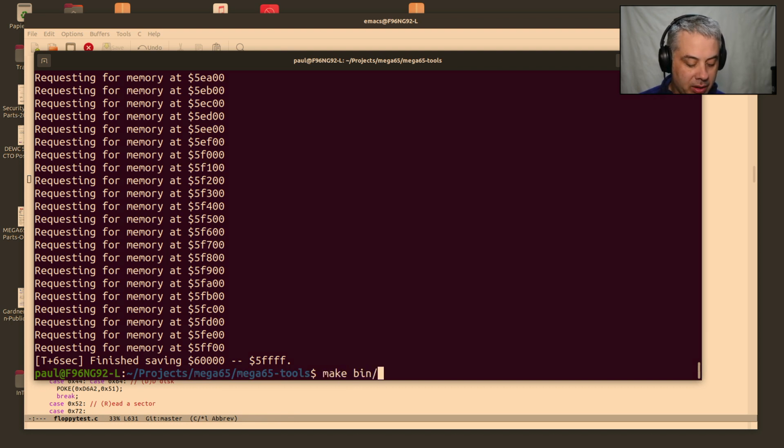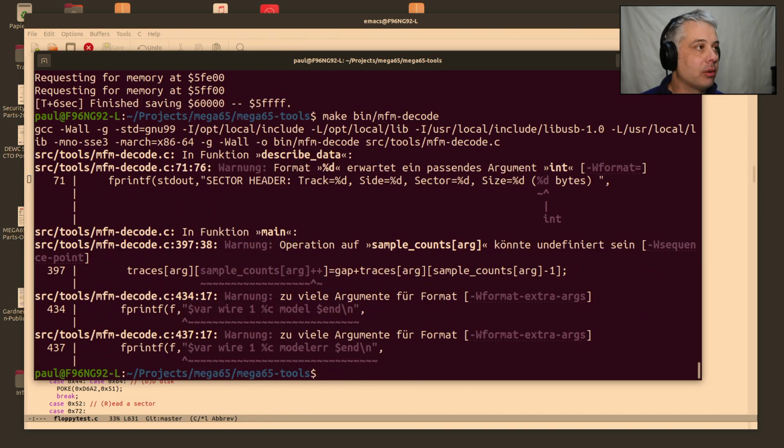Make bin MFM. It's still called MFM decode, even though it's not really only MFM.